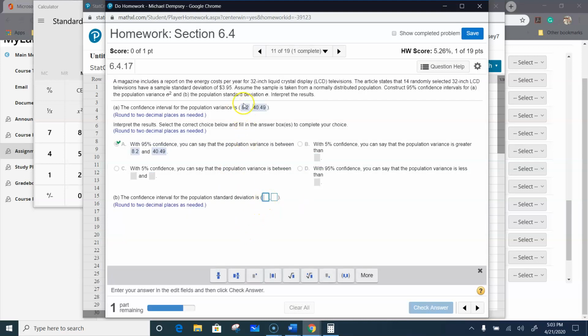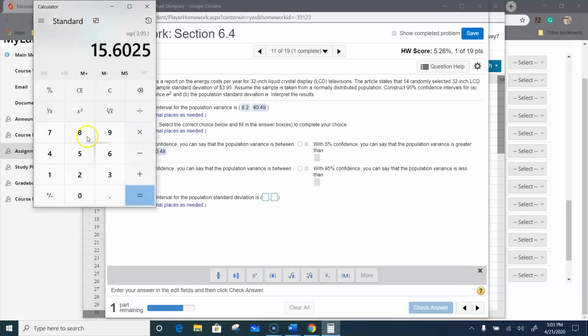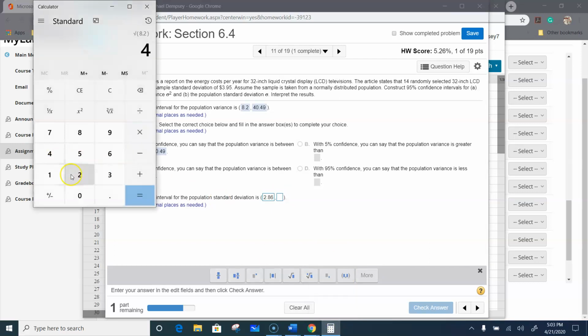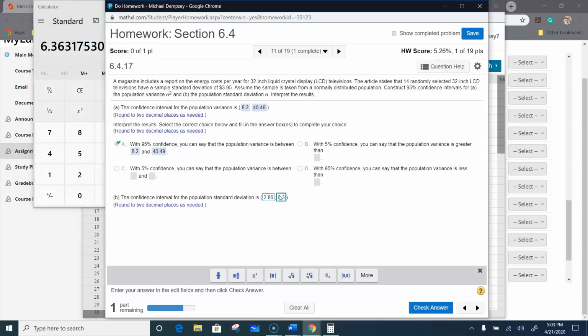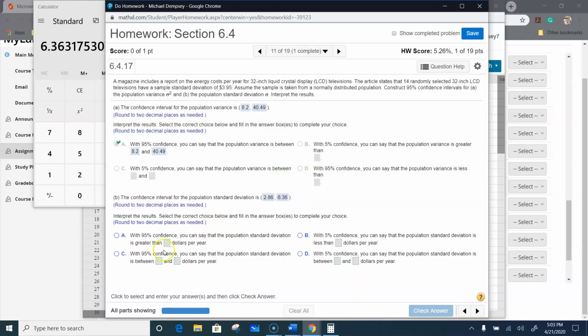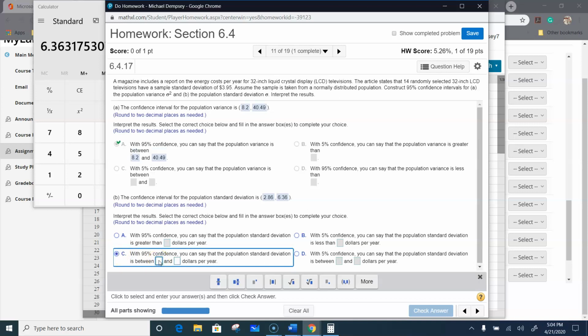Alright, so for standard deviation, what am I doing? I got to take the square root of each of those. So take 8.2 and square root it. 2.86. Next one, 40.49. Square root that. 6.36. And same thing, we can say that it's between those two values. That's what 95% confidence means. Just really restating it.